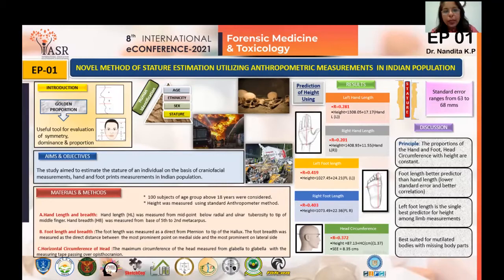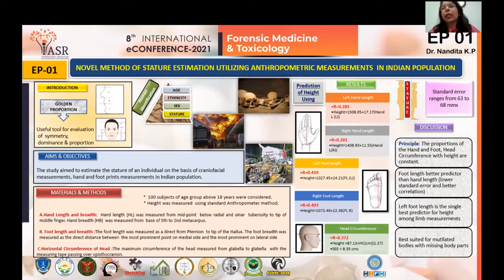Then I took the measurements of the hand length. The hand length was measured from the midpoint between the radial and ulnar tuberosity to the tip of the middle finger, as seen in the figure, from the base of the fifth to the second metacarpus. The foot length was measured directly from the most posterior part of the foot to the tip of the hallux. The foot breadth was measured as the direct distance between the most prominent point on the medial side and the most prominent point on the lateral side. I also took the measurements of the head circumference, measuring from glabella to glabella, passing the tape about the occipital cranium.